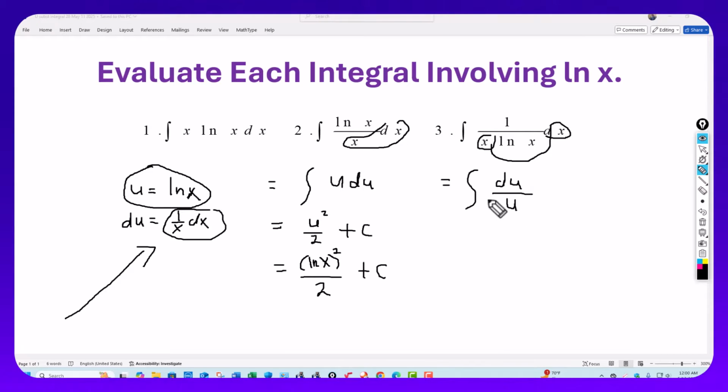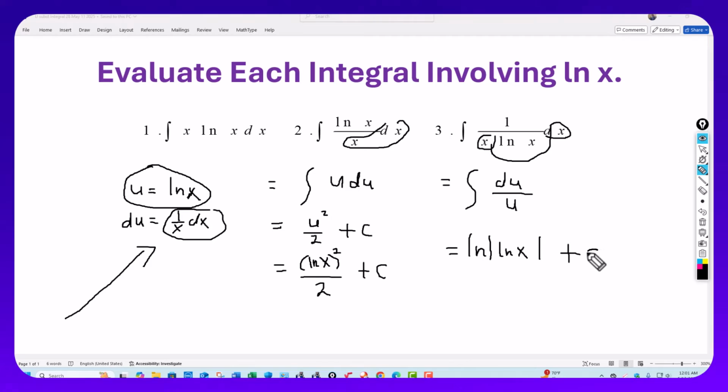So anytime you see this setup here, that's the formula. The integral of du over u is always going to be the natural log of the absolute value of whatever u is. So put absolute values here. Sometimes you won't need the absolute values if the expression you put here is definitely positive, not negative. In our case, the u is ln of x. So the answer to this one is the natural log of the absolute value of natural log of x plus the constant of integration.